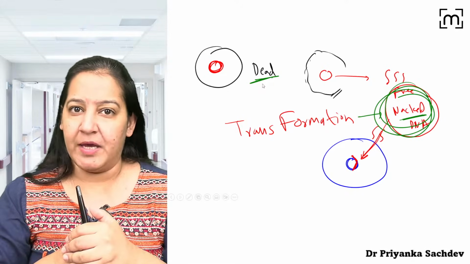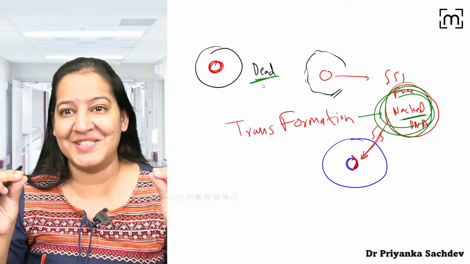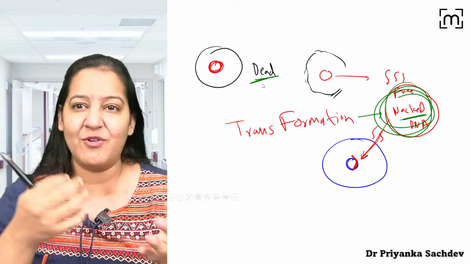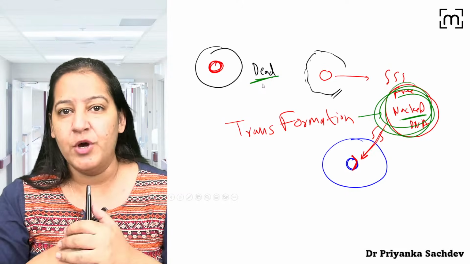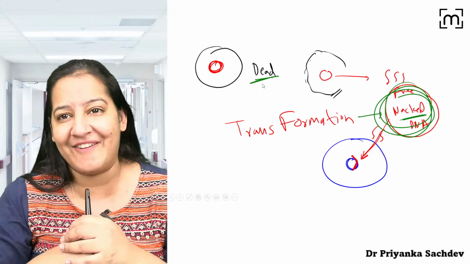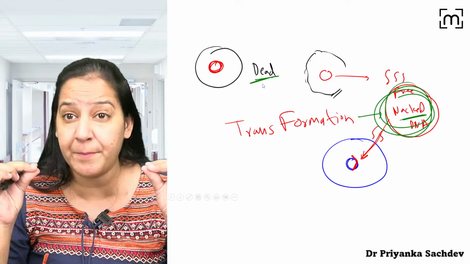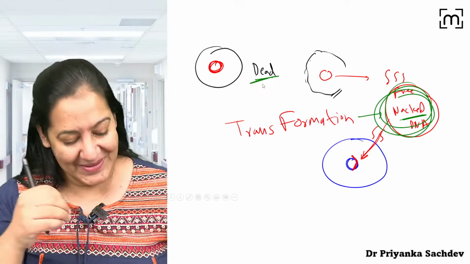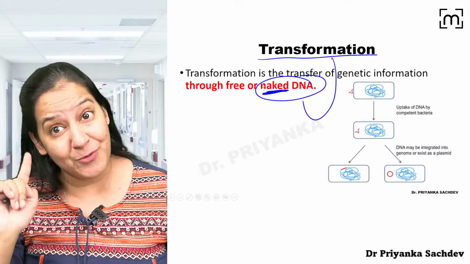So, transformation is naked DNA. You people believe me, but you shouldn't. You should believe science. You should ask me, ma'am, give me proof that this transformation happens. Why should we believe you? You are saying that this happens, but we do not agree. Do you have some experimental proof to prove this method? So, yes, we have a great scientist who has proved this method.